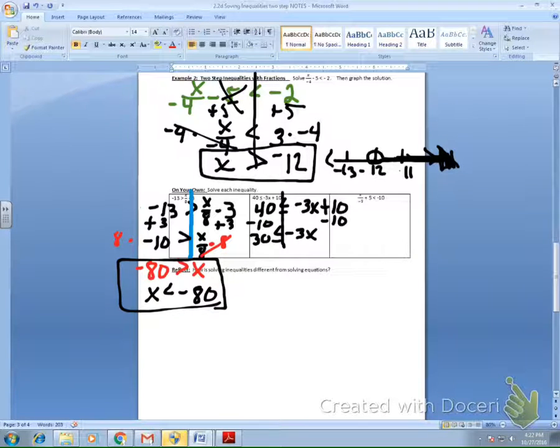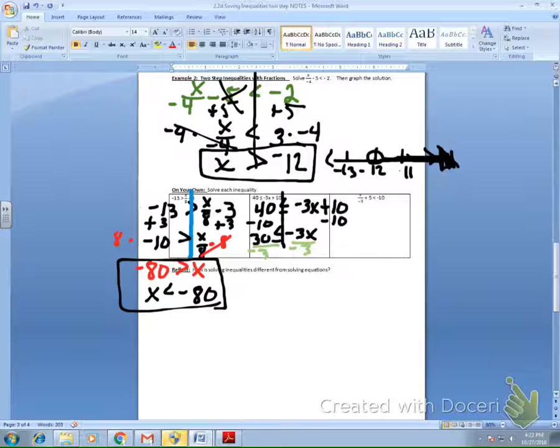Alright, so I went ahead and started working the next problem. The first thing, I just rewrote it so I have a little bit more room to work. Then I subtracted 10 from both sides. I started on the side that has the variable. That left me with negative 3x, or 30 is less than or equal to negative 3x. Now I'm going to divide both sides by negative 3.